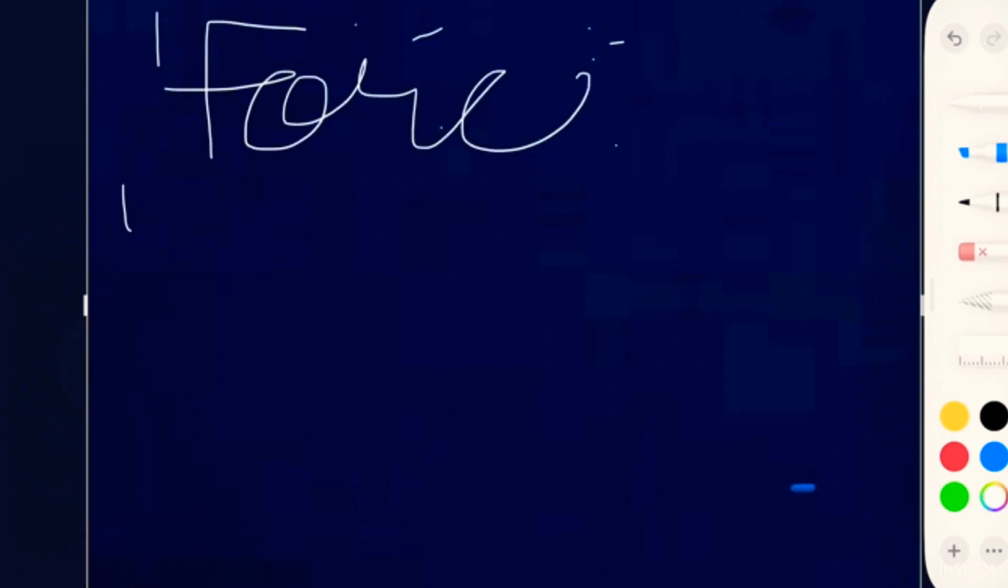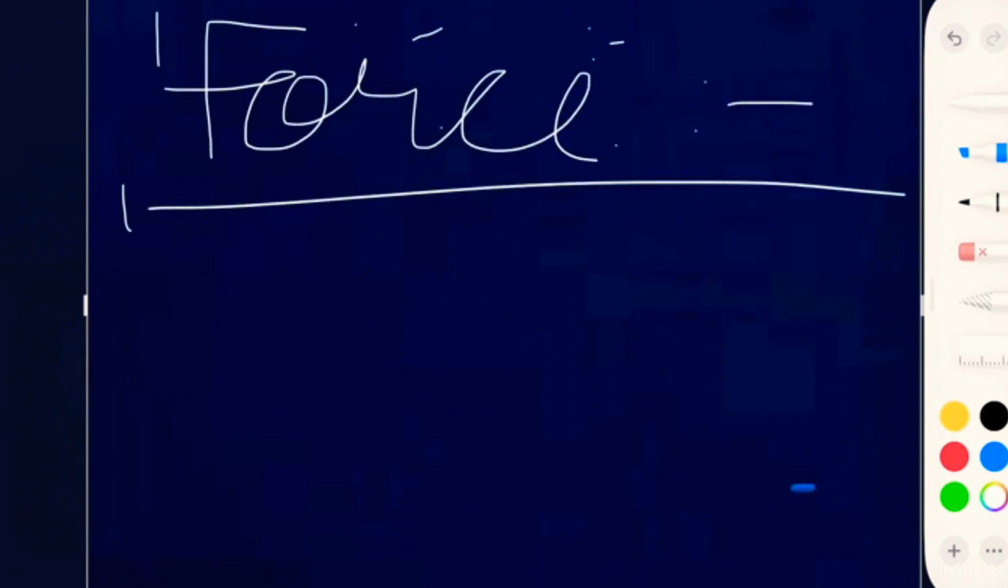The definition of force. We have already seen it, but let's see the correct definition of force. Because of this only we got inertia and force, right? Force is the physical quantity that changes or tries to change the state of rest or the uniform motion. That's all, the simple word.